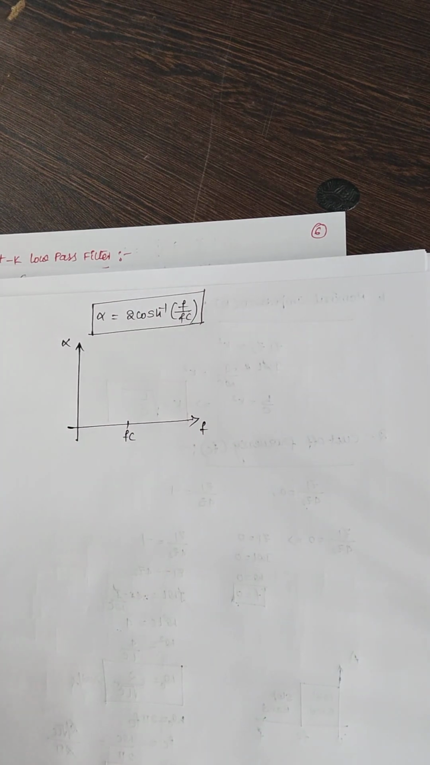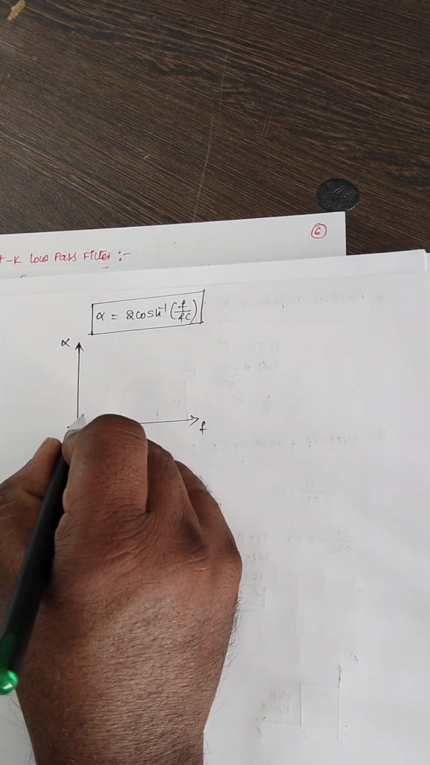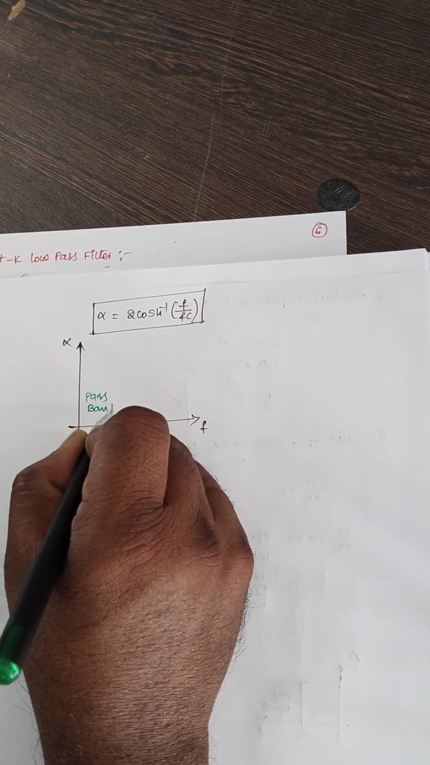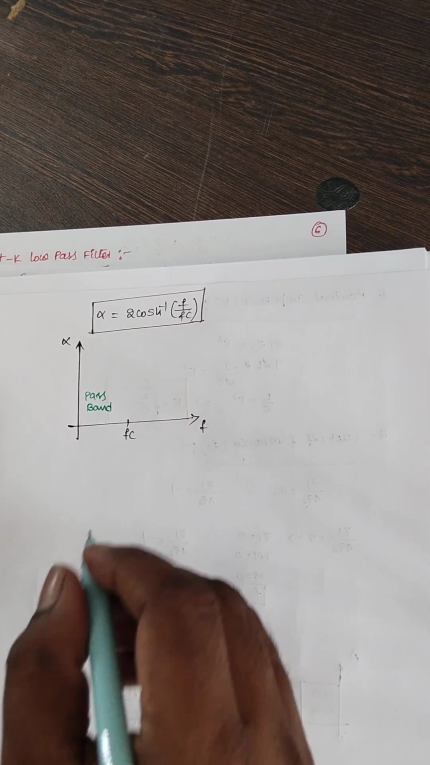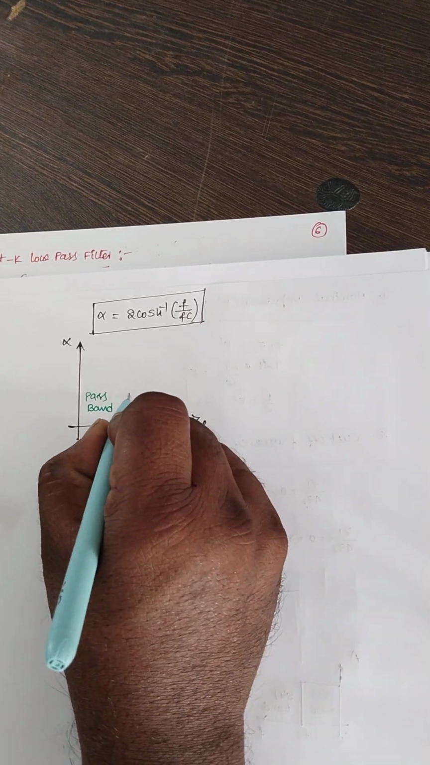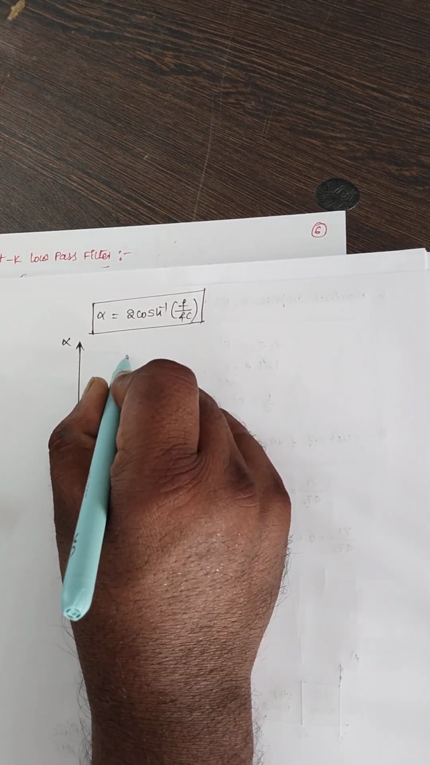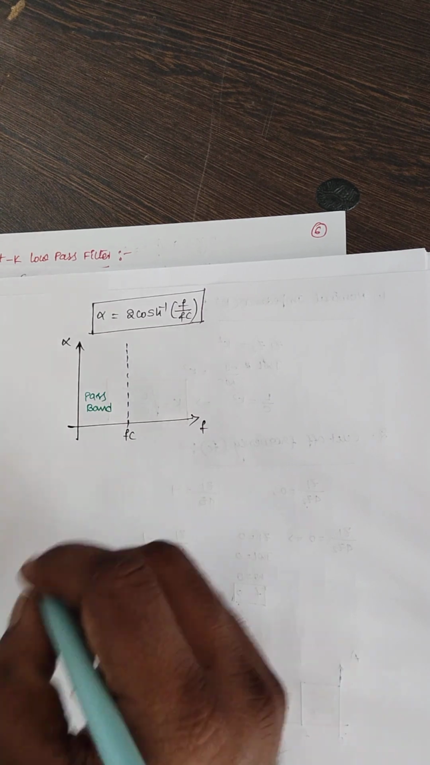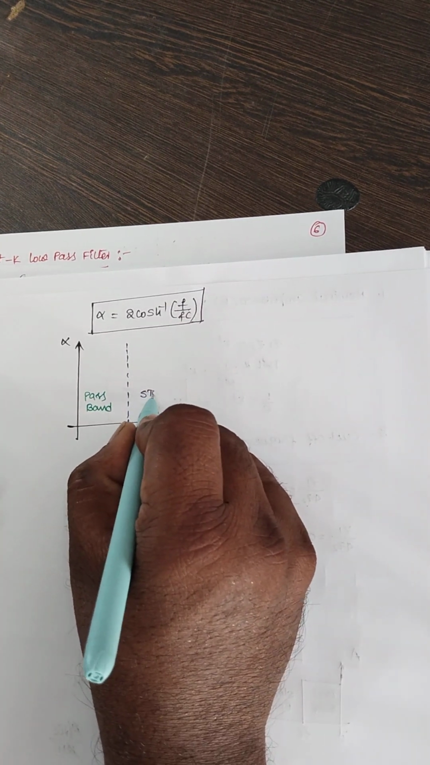So this is for the pass band. From where to where? It is the pass band, and this is the stop band.